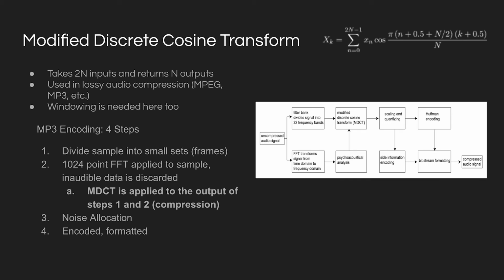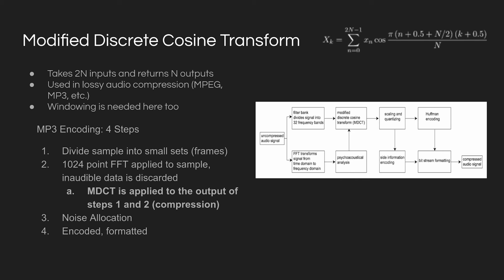for the MDCT. MP3 encoding can be defined in 4 steps, where the MDCT comes in the end of step 2. First, the sample is divided into small sets or frames. Then the FFT is applied to the sample with window sizes of 1024 samples. After this, inaudible data is thrown out. Then the MDCT is applied, which cuts the total size in half. After this, there are a few extra steps such as noise allocation and encoding.